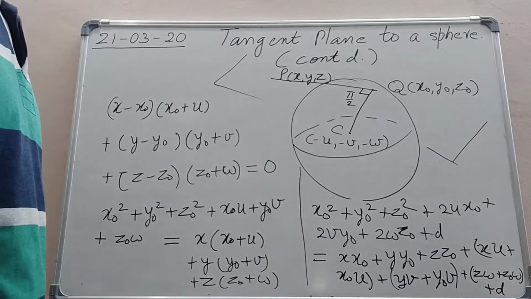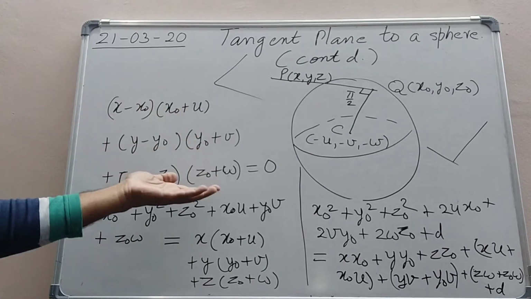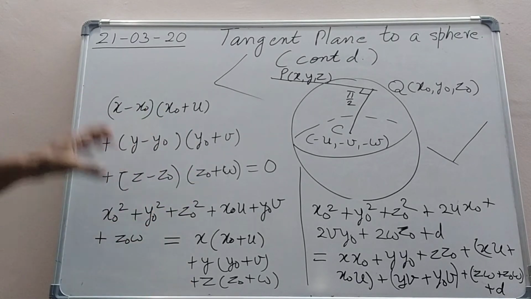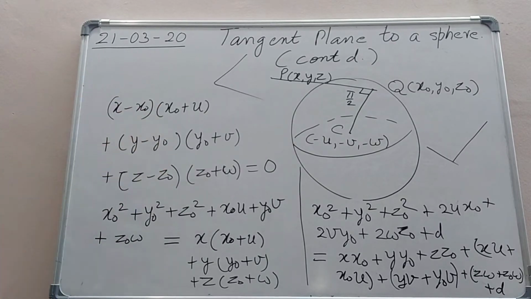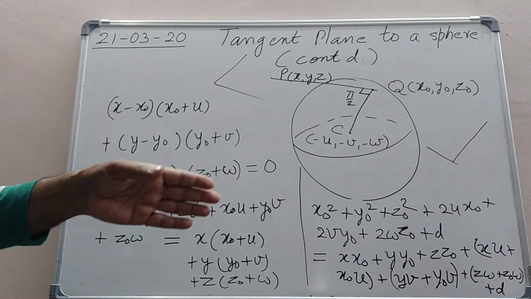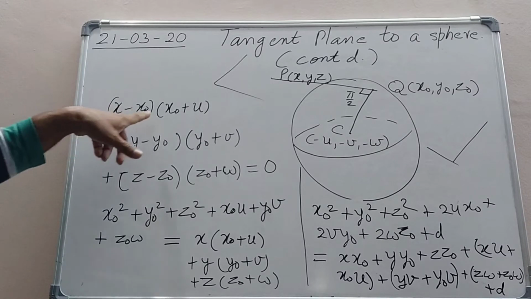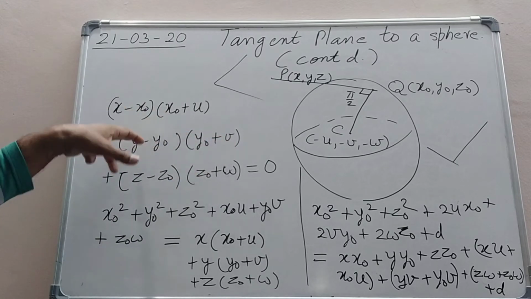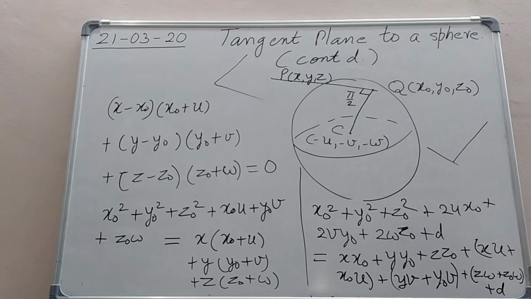Why am I doing all this? See, we have already got the equation of the tangent plane. If you look at this expression, you can reduce this to the standard form of the plane, namely ax plus by plus cz plus d equal to 0. So x into this, so this is your ax plus by plus cz, and the rest of the things are the constants which will constitute d. You've already got the equation of the tangent plane.